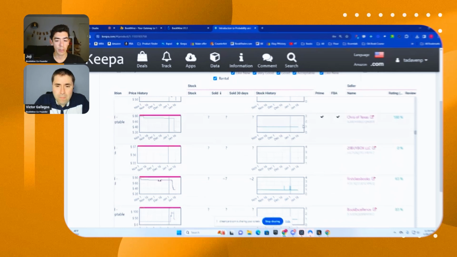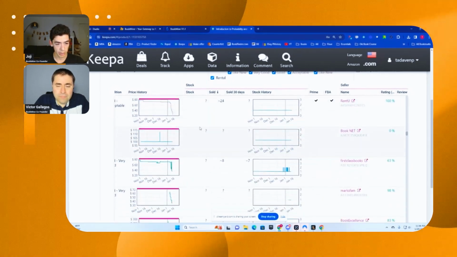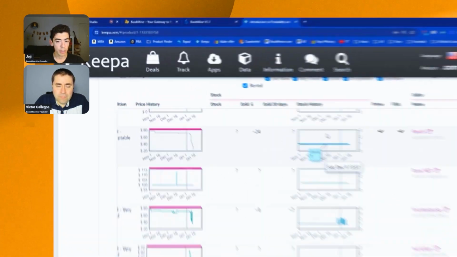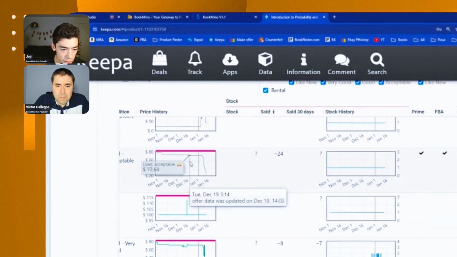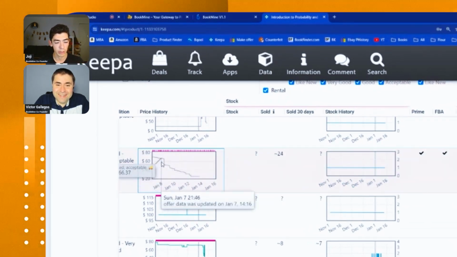And so the cool thing about this is you can start seeing these are all people that went out of stock, and you can see when they went out of stock, and you can kind of see what their price is. So you might go, wow, this guy went out of stock at 72. Whoa, don't go so quick. Look what Rent You was doing. Look what Rent You was up to here, Victor.